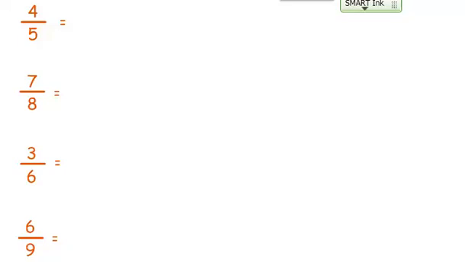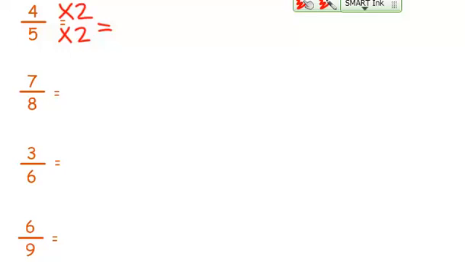Gentlemen, I'm going to spend just a moment or two talking to you about finding equivalent fractions. So we're starting out with some fractions here. You'll notice I've got the 4/5 as my first example. What I'm going to do is double both my numerator and my denominator to find an equivalent fraction.